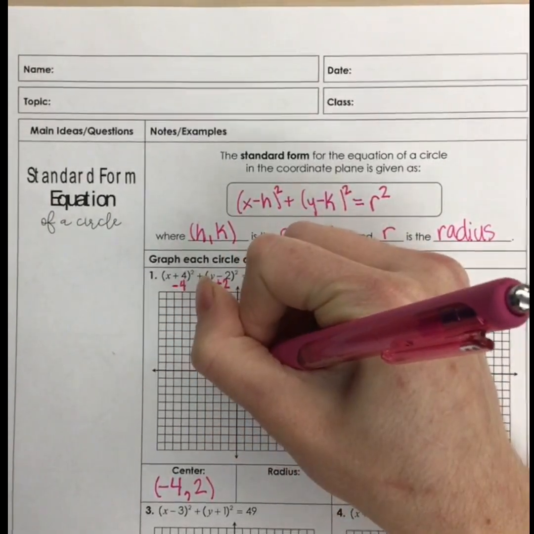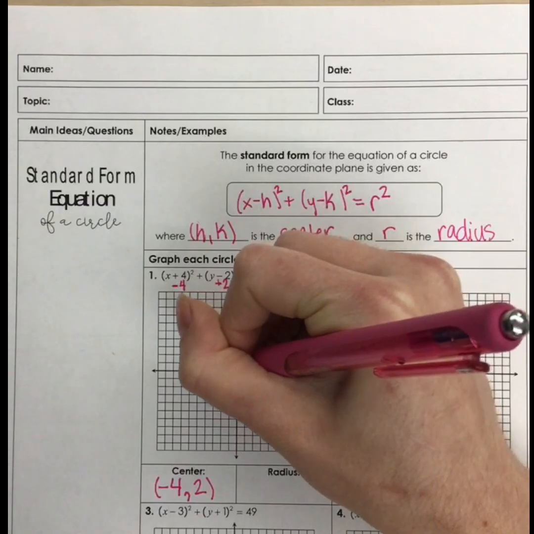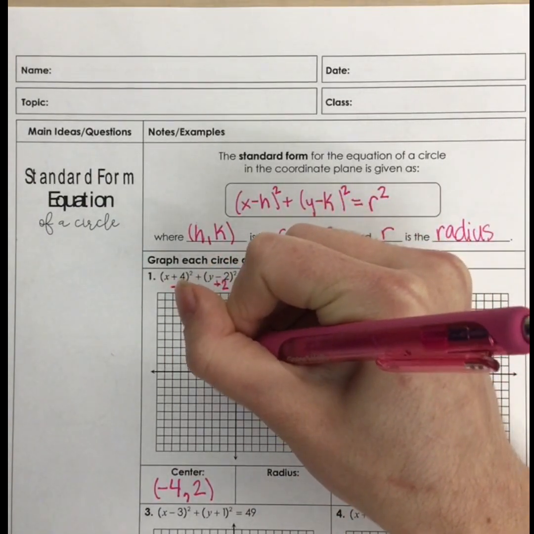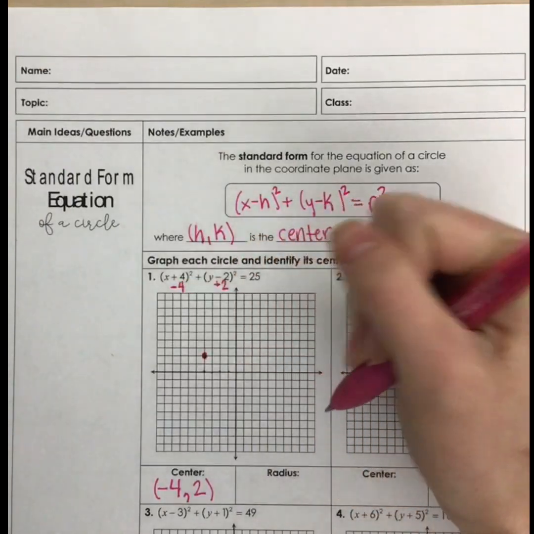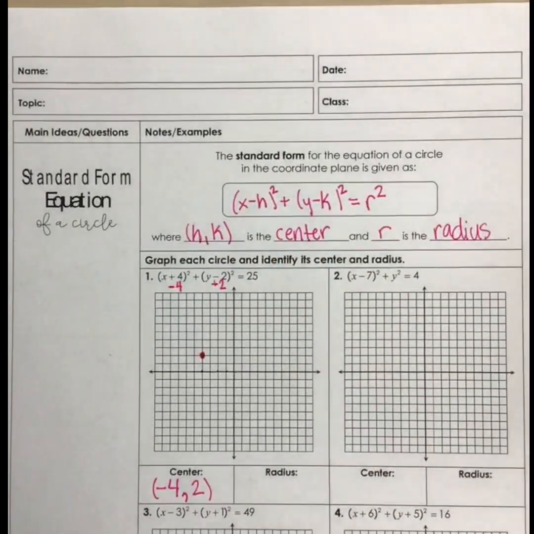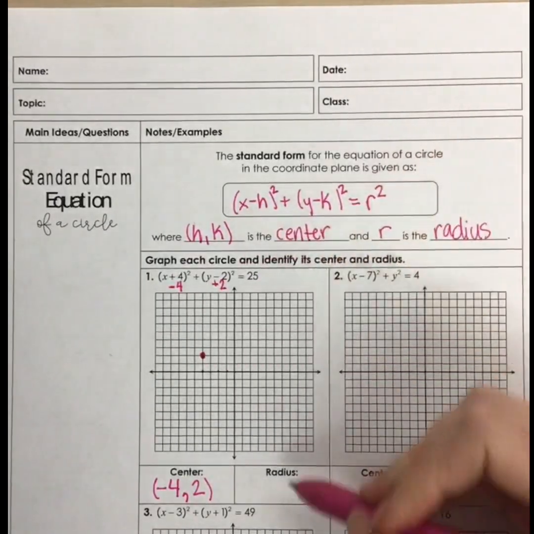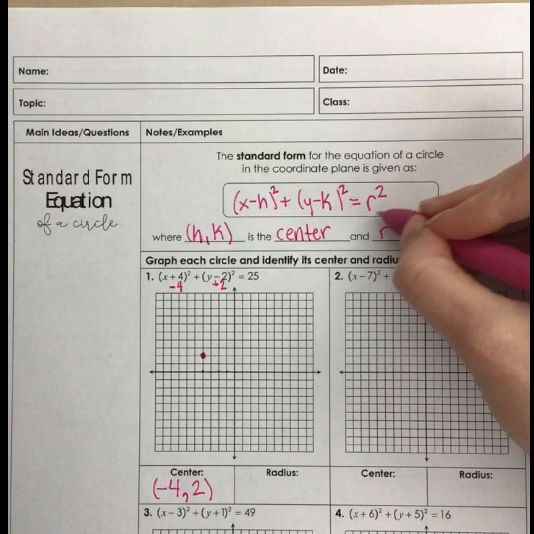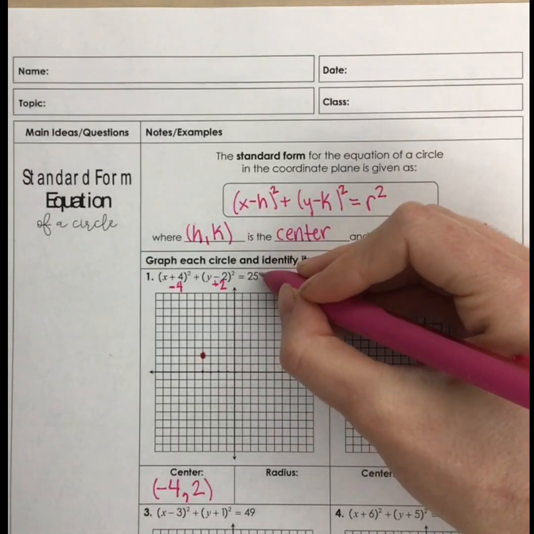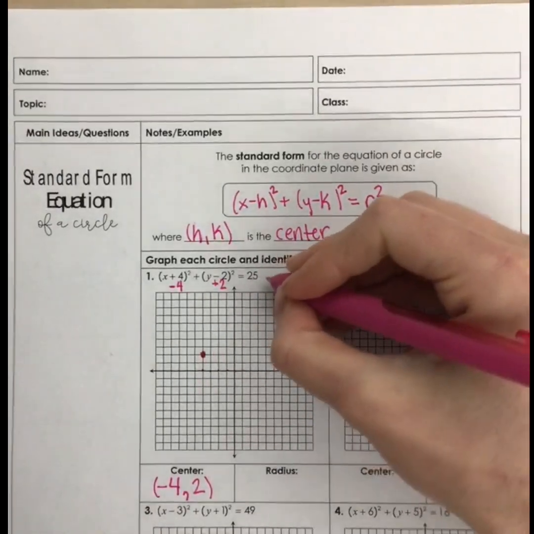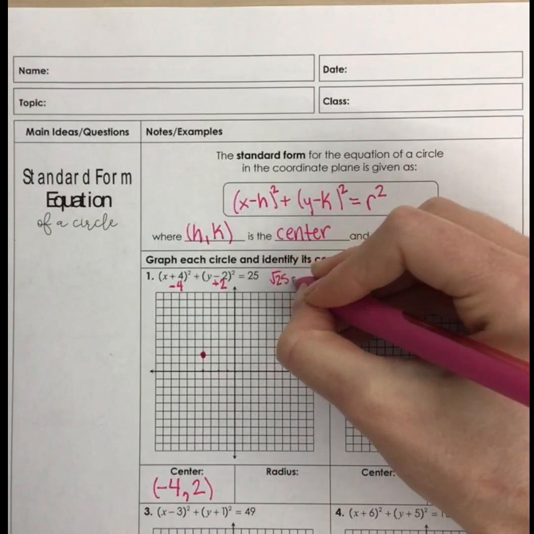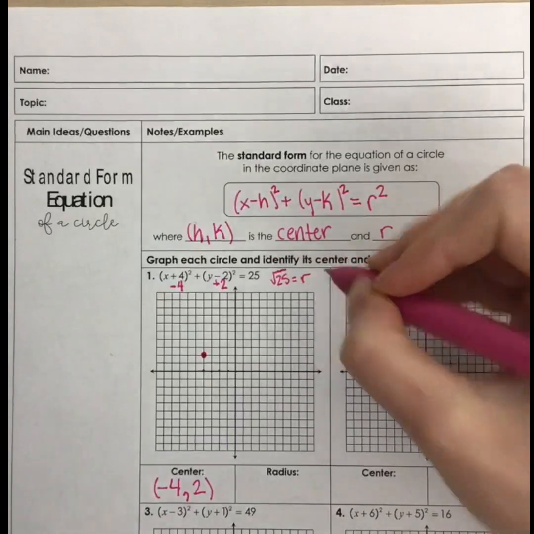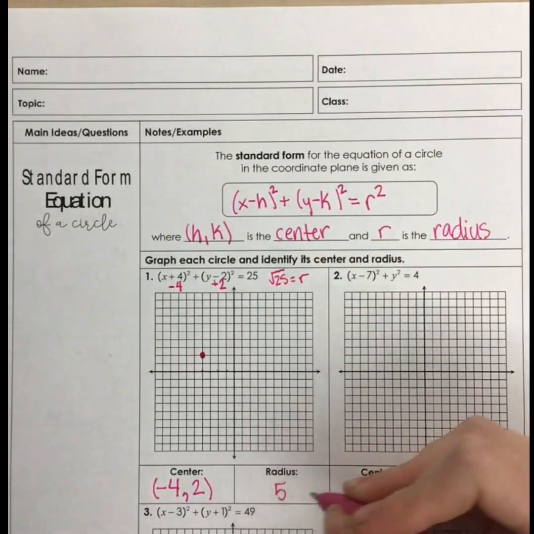So let's go ahead and plot that. We're going to go over 1, 2, 3, 4 to the left for a negative 4, and up 2 for the center of our circle. The next thing we need to do to make our circle is to find the radius. And we said for our equation, the last part, r squared, is our radius. So we have 25. So we're going to take the square root of 25 to get r. And we know that 25 is a perfect square. Square root of 25 is 5.